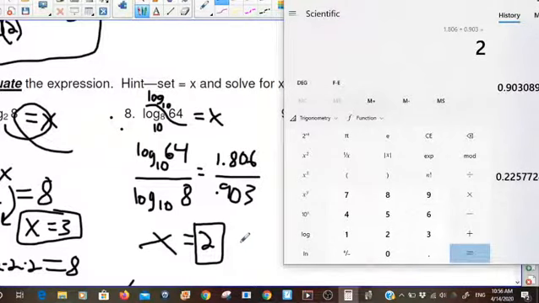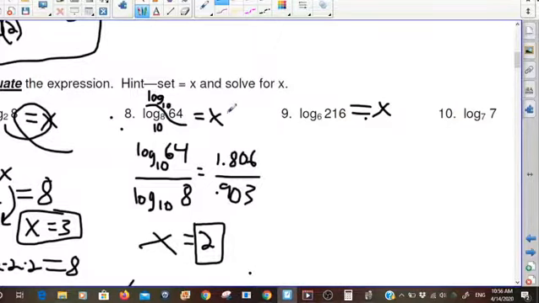Still gives us 2. And so if you think about it, exponentially that is true because 8 to the x power equals 64. Well, 8 squared, 8 to the second power, equals 64. So that's why 2 is correct. So is that kind of making sense for you there?